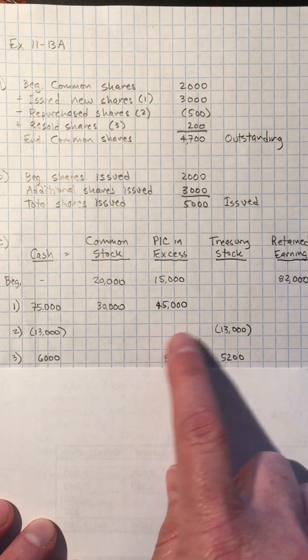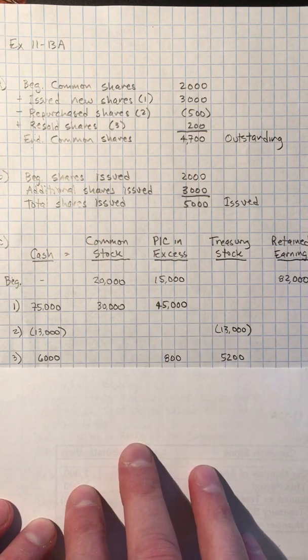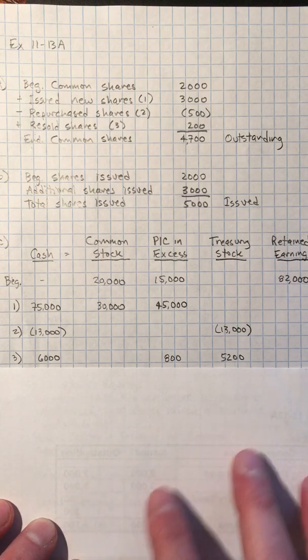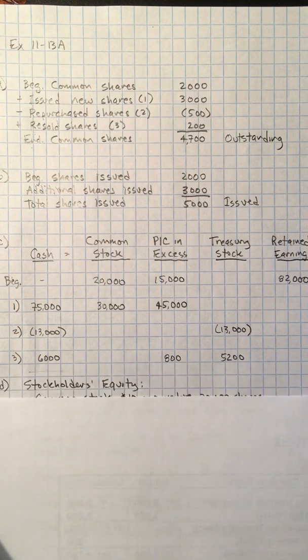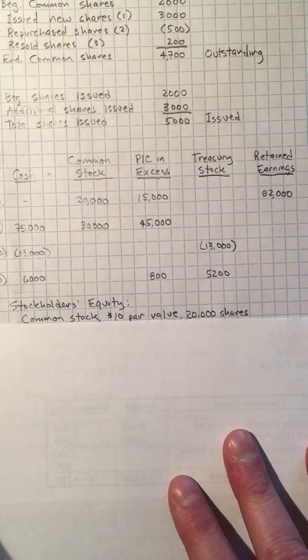Some companies will have two columns. They'll separate out paid in capital in excess for common stock from treasury, but we'll just keep it a little more simple here. Then the last thing they ask you to do is prepare a detailed stockholders' equity section of the balance sheet. So the way that's going to look is as so.